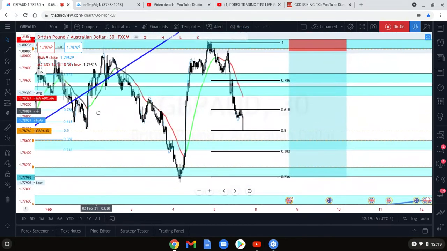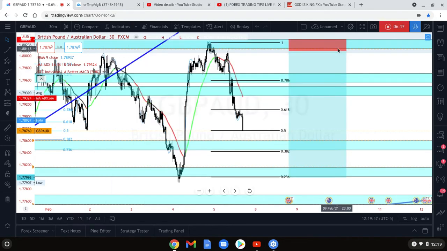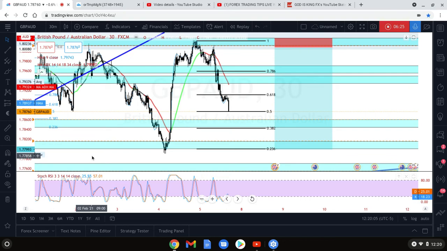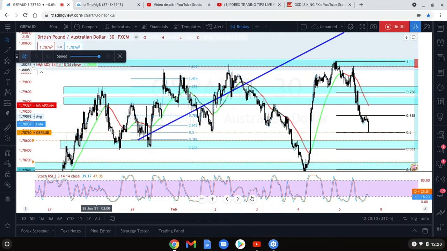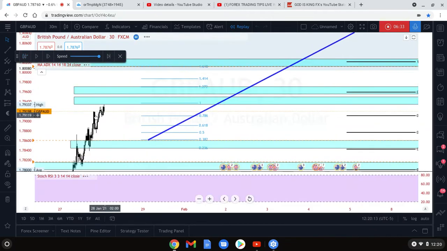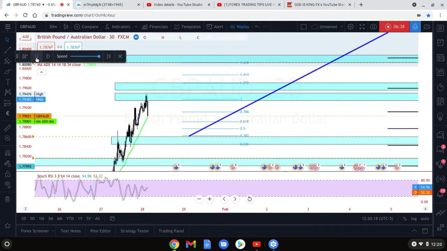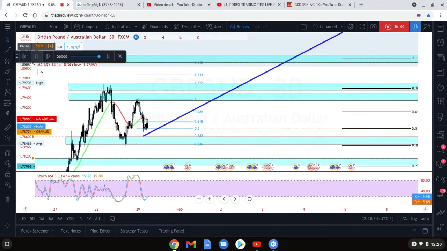All right. Where's my stochastic RSI? I need it. There we go, stochastic indicator. Where did it go? Oh, no, not this one. Yeah, this one right here. So just one more time, a very fast replay. So as you can see, it's still an uptrend.